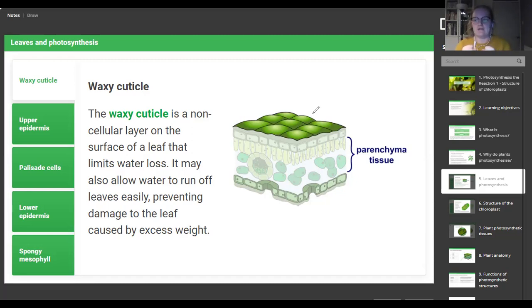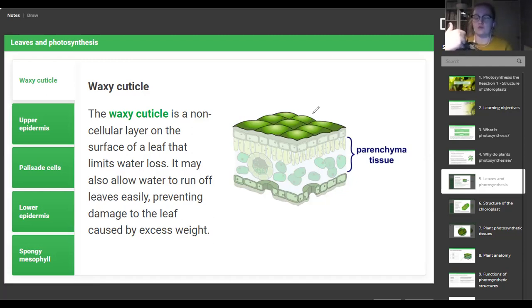So what's really good is if you think about, I've got a plant here, actually, I'm going to use this. If water falls onto the top of the leaf, like on this plant, it's got this waxy epidermis on it, this waxy cuticle.